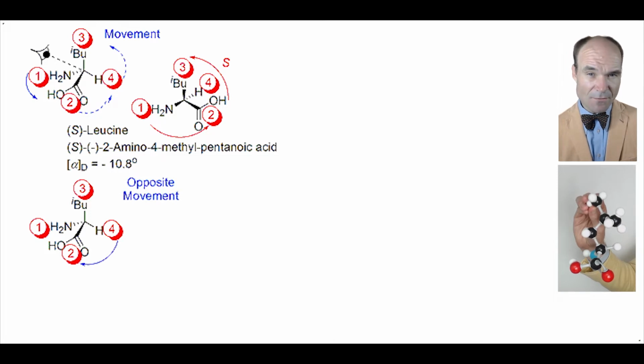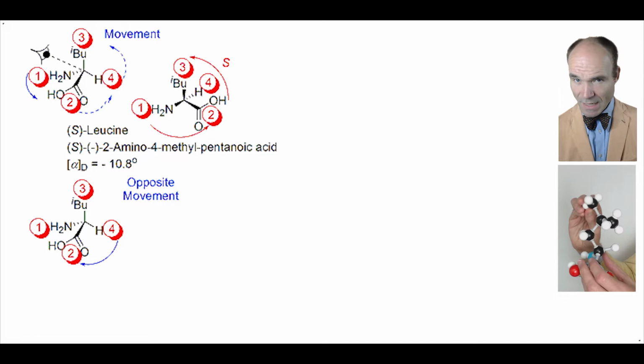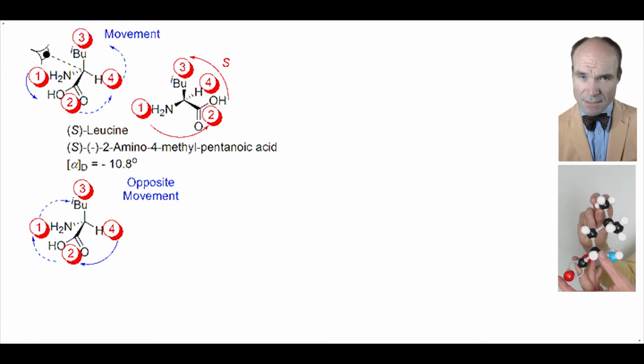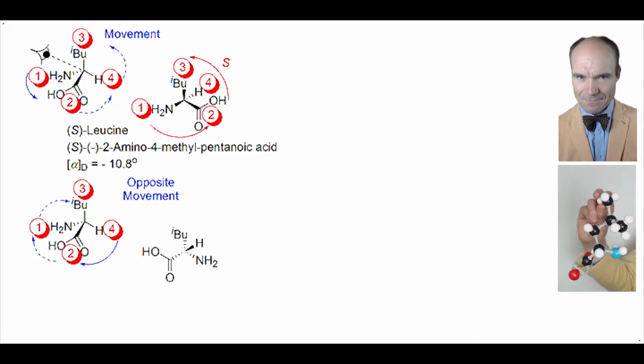Let's move the hydrogen from being in the plane to facing out towards us. Thus, the carboxylic acid will move back, and the nitrogen will move across the back face from left to right, with the isobutyl group staying in the same place. There. Now, let's apply the substituent priorities.